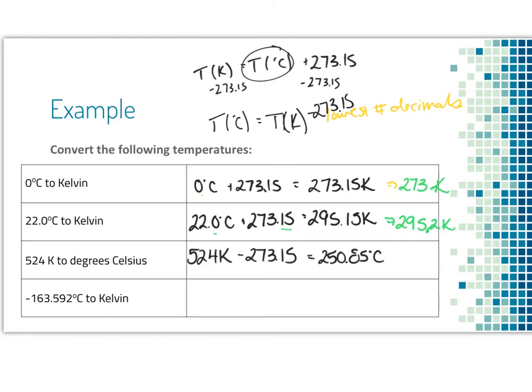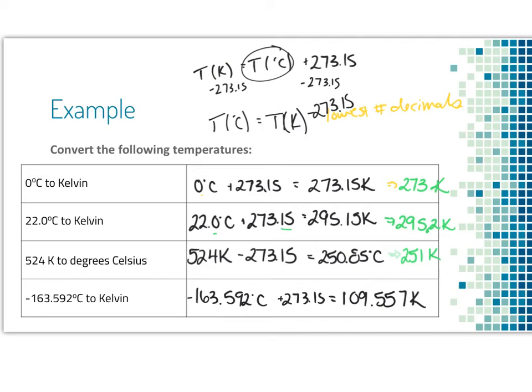Lowest number of decimal places, there are none on our original number there. So we get 251 Kelvin. Last one, negative 163.592 degrees Celsius. Add 273.15, and we end up with 109.557 Kelvin.